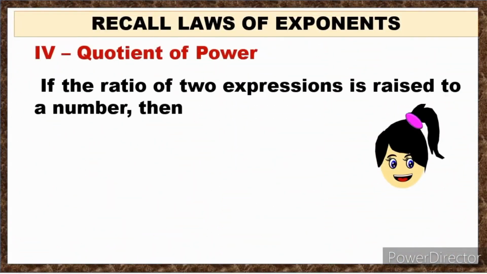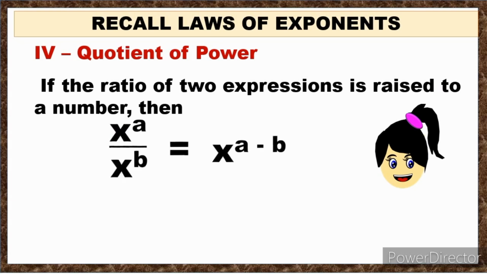Okay, so next let's have the fourth law, quotient of power. If the ratio of two expressions is raised to a number, then x raised to a over x raised to b, it is equal to x raised to a minus b. Okay, we subtract their exponent.